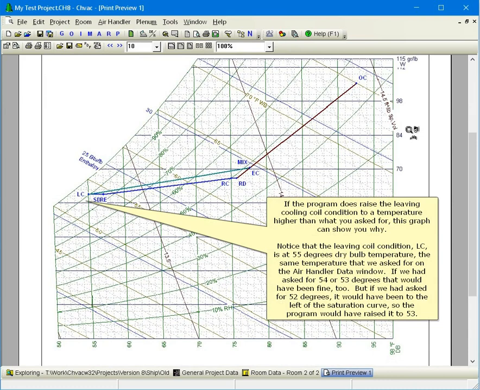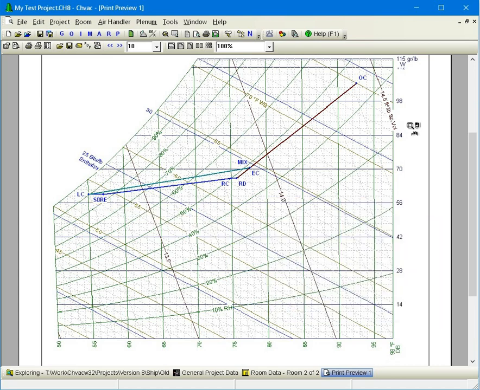Notice that the leaving coil condition LC is at 55 degrees dry bulb temperature, the same temperature that we asked for on the air handler data window. If we had asked for 54 or 53 degrees, that would have been fine too. But if we had asked for 52 degrees, it would have been to the left of the saturation curve, so the program would have raised it to 53.